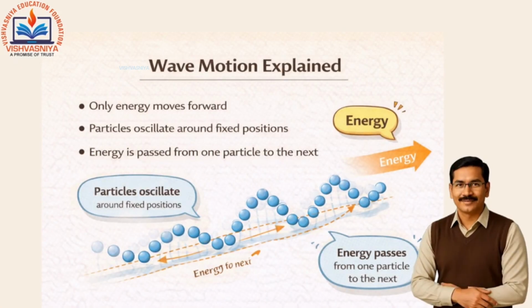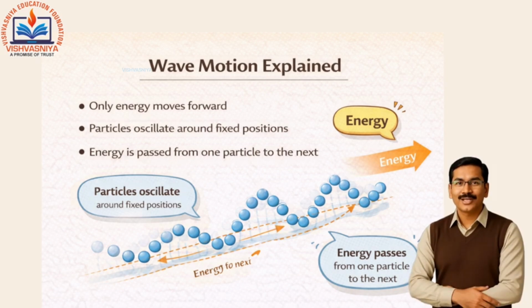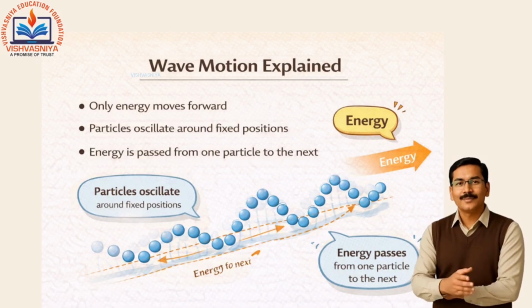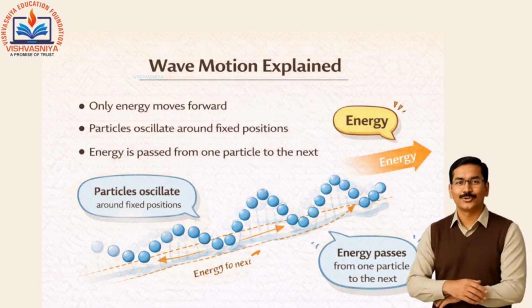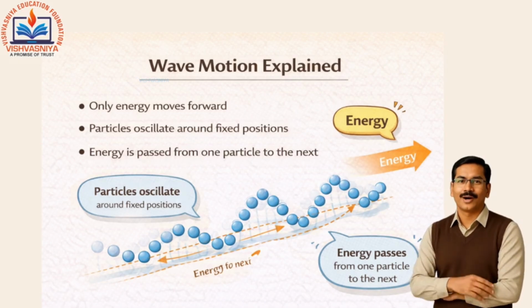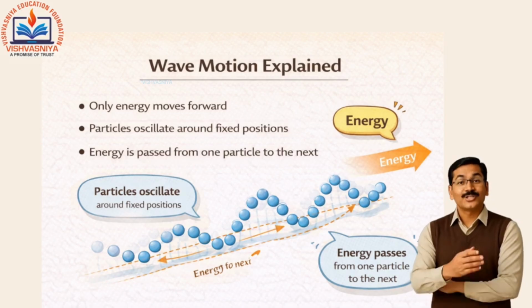In wave motion, energy is transferred through the medium in the form of oscillations. Each particle of the medium receives energy, vibrates for some time, and then passes the energy to the next particle. Thus, the wave progresses forward while the particles remain almost at the same position.